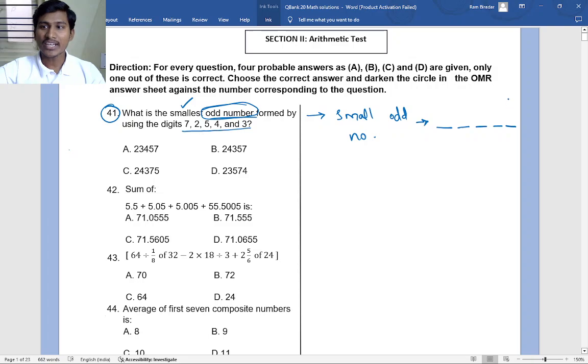So the last digit should be an odd number. The odd numbers are 7, 5 and 3. To make it smallest, what should the last digit be? It should be the greatest. Okay, the bigger one should be at the end, that is the unit. So 7 should be there. After that, you can write all the digits in increasing order, small to big, so that it gives the smallest number. So 2 is the smallest, and then 3, then 4, then 5 and 7. So what will be the answer?